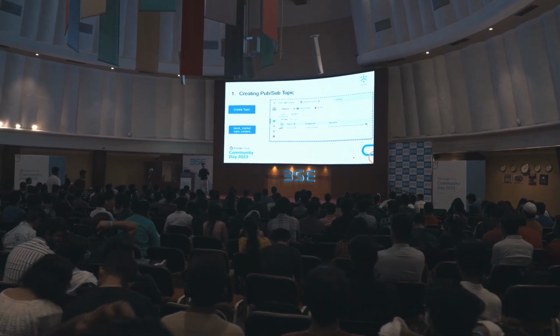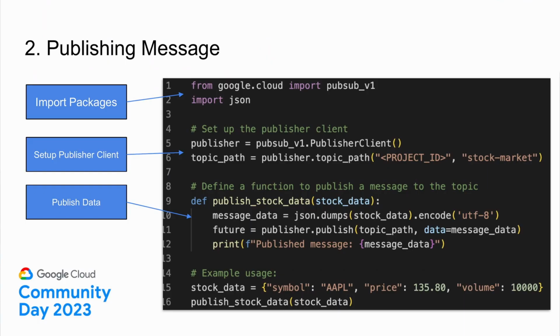In this case, the publisher will be, let's say, some APIs. They will try to publish all of the data they have captured onto the topic. And on the subscriber end, we can have the developer who will try to capture all of the data in real time. This is what publishing a message looks like. We are importing some packages, connecting with the Pub/Sub APIs, and passing the message in JSON format.